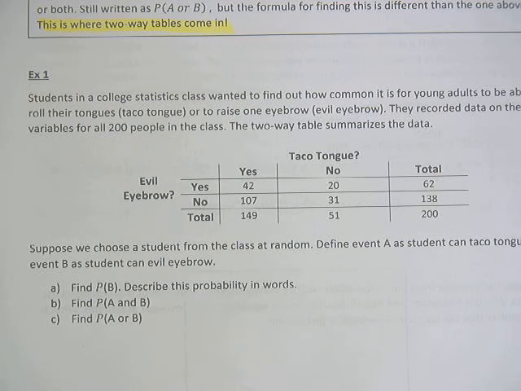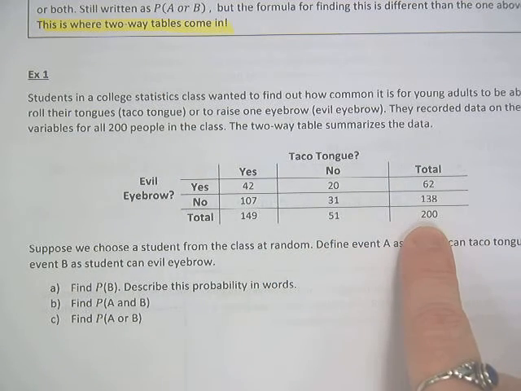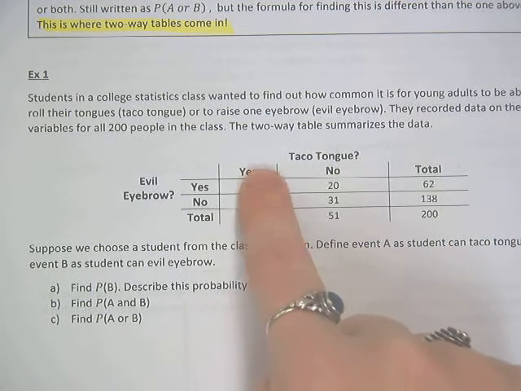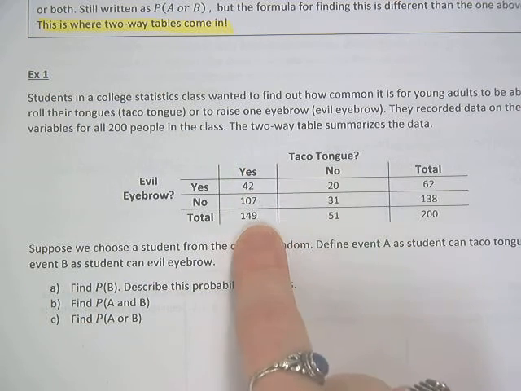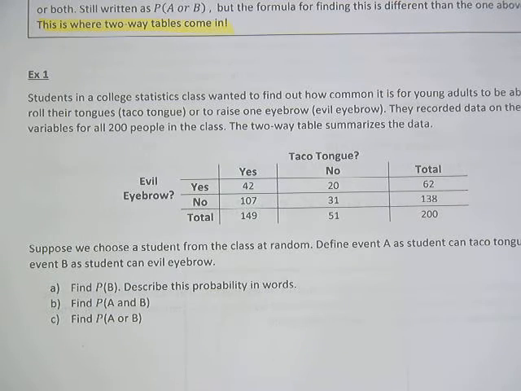Students in a statistics class wanted to find out how common it is for young adults to be able to roll their tongues, like make a little taco out of your tongue, or to raise one eyebrow. We'll call that evil eyebrow. They recorded data on the two variables, so this two-way table summarizes the data. We have 200 total students, and we've got the totals of everybody who said yes, they can roll their tongue, no they can't, yes they can evil eyebrow, no they can't. We're going to look at these scenarios and see if we can answer these from the two-way table.